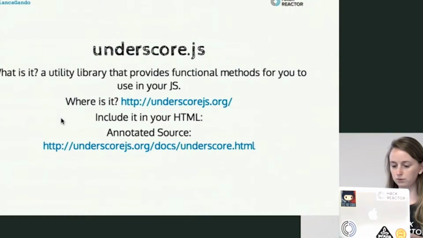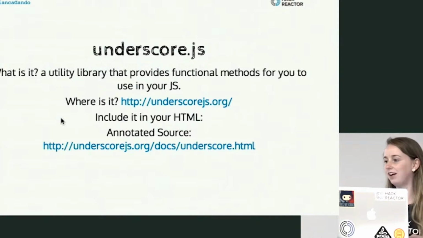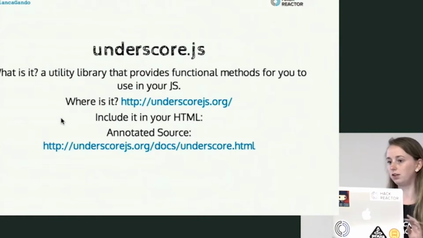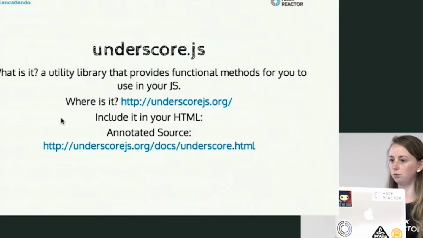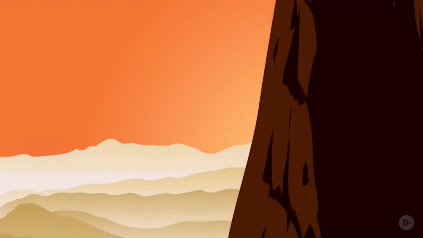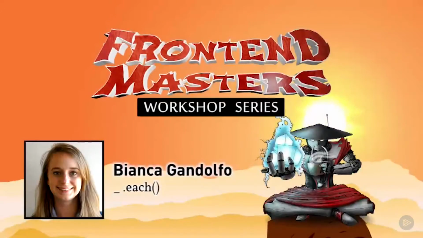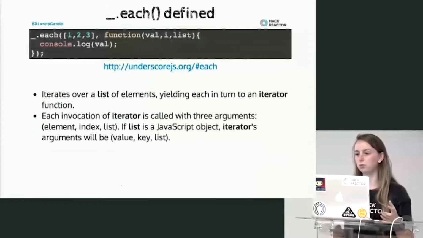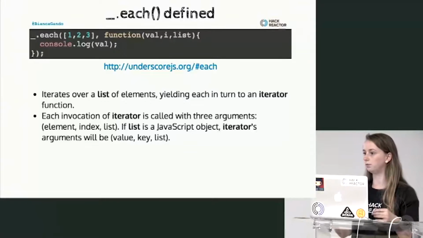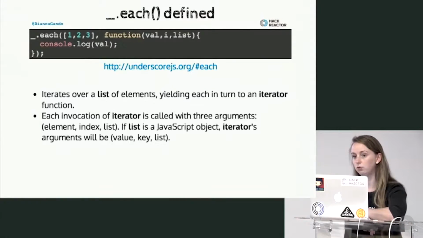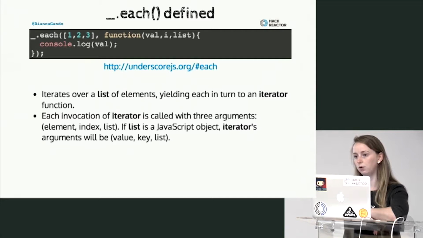Cool. So we're going to talk about a couple of underscore methods and how to use them, and then I'm going to set you loose to explore and work with underscore on some exercises. The first one that I want to talk about is each. This is one of the most common underscore methods that's used, and it's not only used in functional programming. In fact, a lot of people use this. I want to argue that most people use each.